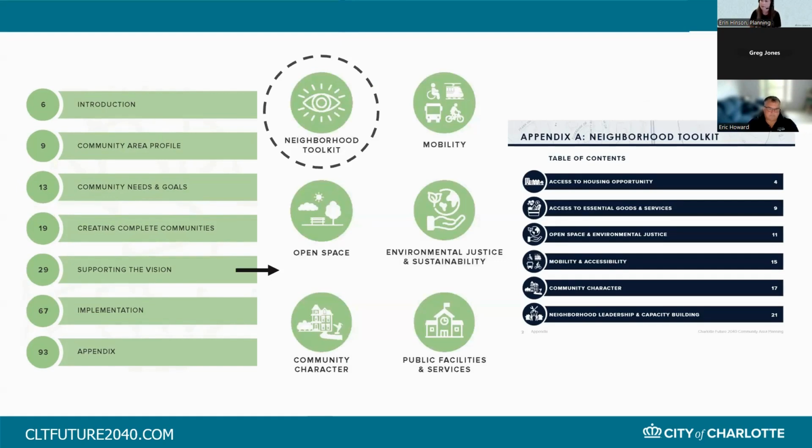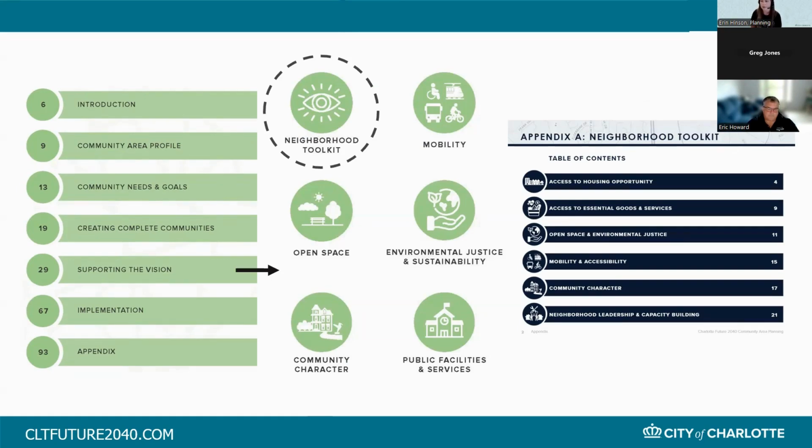So Chapter 5, supporting the vision, includes a few different sections, and it also references the neighborhood toolkit. Something that we really want to highlight this evening while we're speaking to the community is the neighborhood toolkit, and it is included in the appendix. And we really have developed it and intended it to be a reference guide for all geographies.